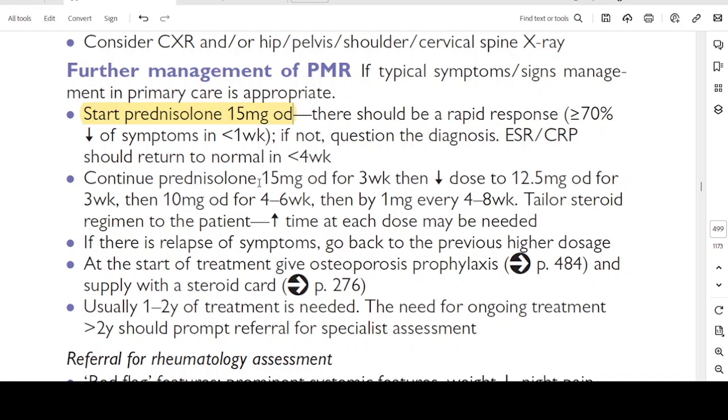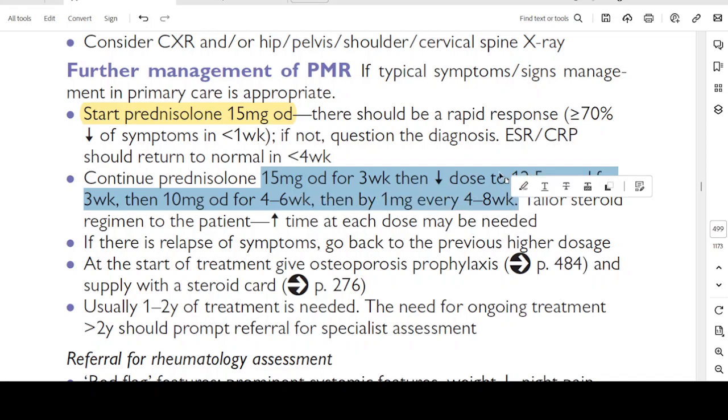Continue prednisolone 15 milligrams OD for 3 weeks and then decrease the dose to 12.5 milligrams OD for 3 weeks, then 10 milligrams OD for 4 to 6 weeks, and then reduce by 1 milligram every day for 4 to 8 weeks. This is how you have to taper the steroid in polymyalgia rheumatica.